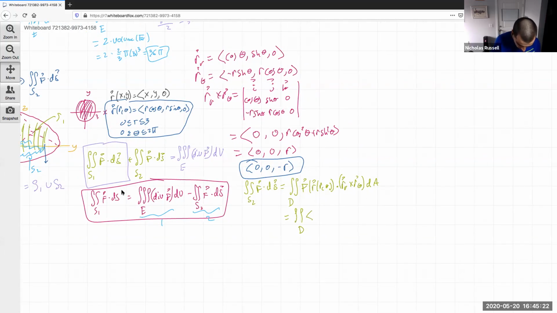So as a reminder, we're going to get something like r cosine of theta, r sine of theta, r squared, dotted with 0, 0, negative r, dr d theta. Now I can come up with my bounds for this, which is 0 to 3 and 0 to 2 pi. The dot product here is always going to be 0 for the first two, and the last one is going to be negative r to the third dr d theta. And from here, I can integrate this out.